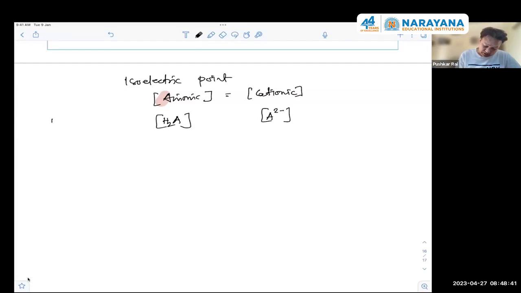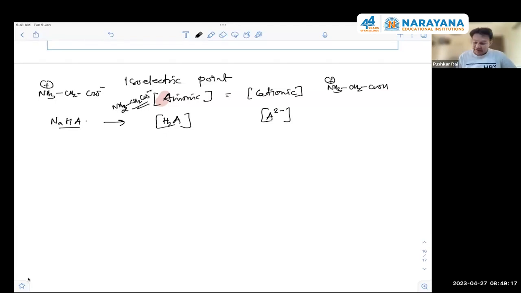If I talk about NaHA, then this should be there. And if I talk about the amino acid, then the amino acid is NH3 plus CH2 COO negative. In that case, anionic form will be what? You very well know. Cationic form will be NH3 plus CH2 COOH, and anionic form will be NH2 CH2 COO negative. So exactly they should be the same.